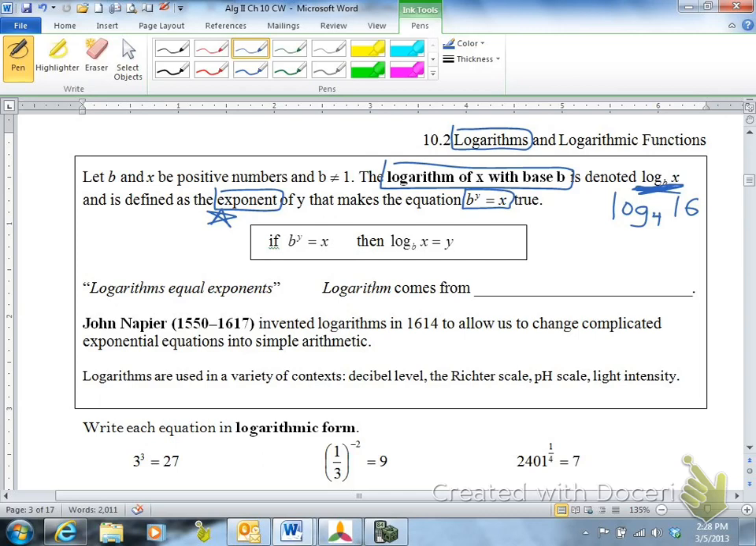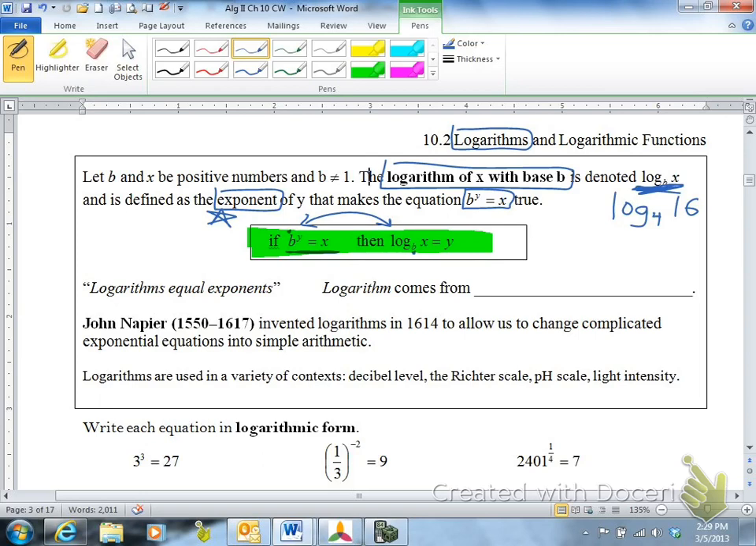So if we have b to the y equals x, we can rewrite it as a logarithm to be log base b, there's the base right here, that was this base right here, of x equals y. So this is a really important concept, that you're able to write from one form to the other form, which we're going to start doing soon. But why do we need logarithms?